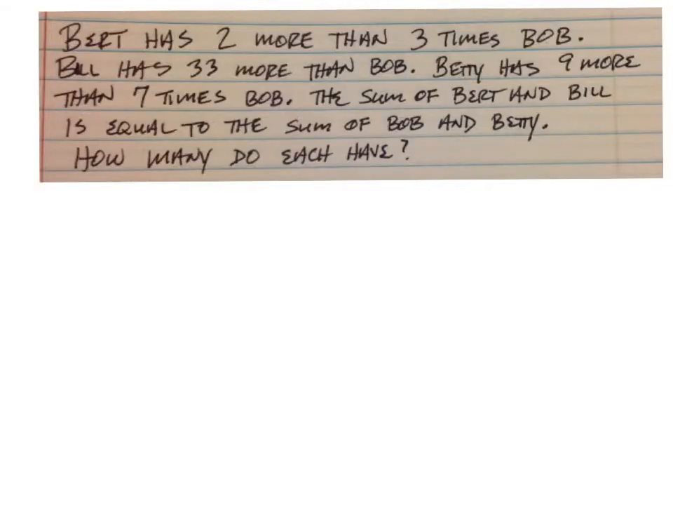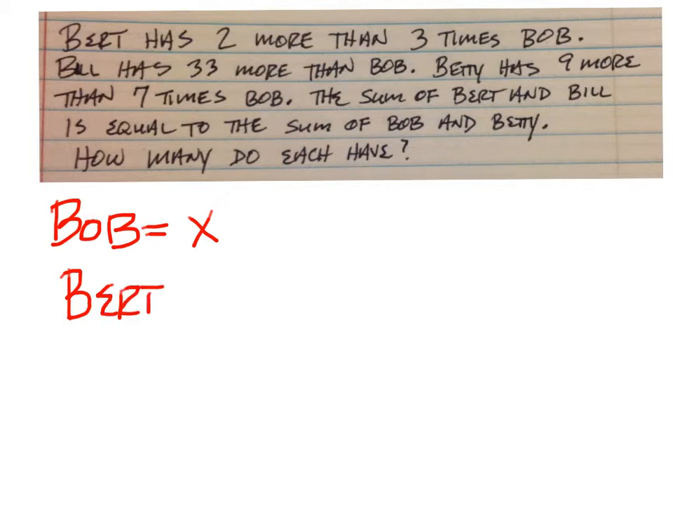Bert has 2 more than 3 times Bob. Bill has 33 more than Bob. Betty has 9 more than 7 times Bob. So Bob is going to be the x. Bob equals x, and Bert is going to be 3x plus 2.